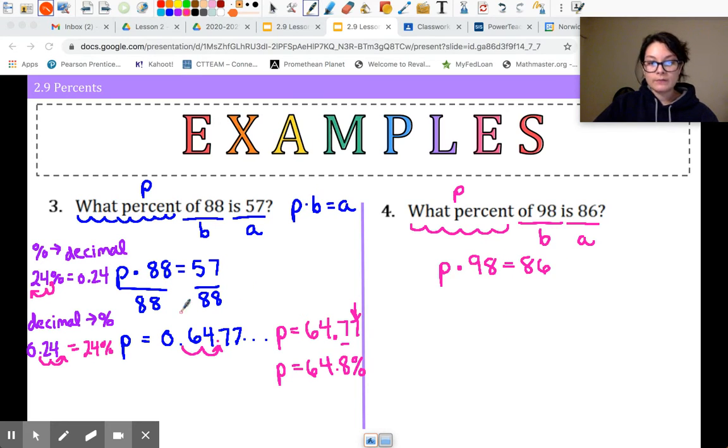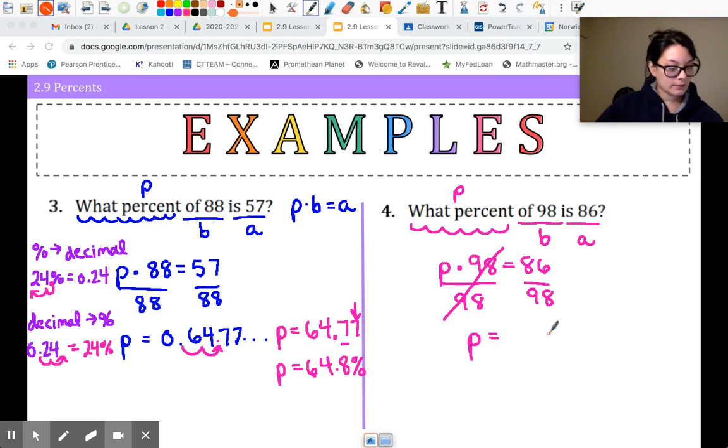And I'm going to do the same thing like I did over here. This is a one-step equation. To isolate my variable here, I'm going to do the opposite of multiplication, and I'm going to divide. And when it gives me my percent, it's going to give me the decimal version of that answer that I then have to convert to a percentage. So 86 divided by 98 gives me another decimal. It's giving me 0.87755, and it just keeps going.